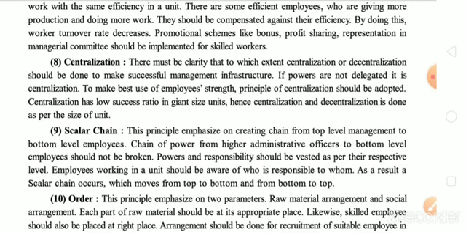So first of all, in any organization, there must be clarity about to which extent centralization or decentralization should be done. As we discussed, in a smaller organization it is advisable to have centralization, in a larger organization it is advisable to have decentralization, but the extent is the matter of concern.